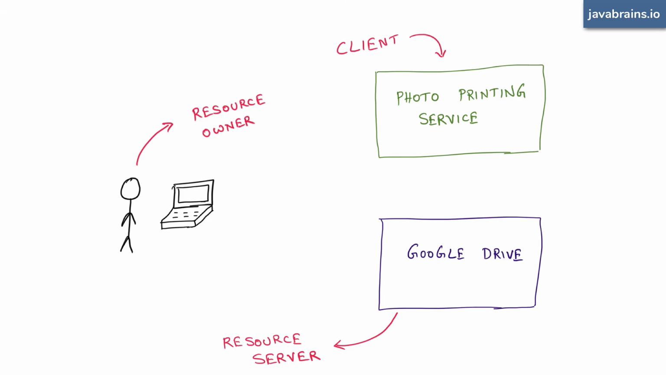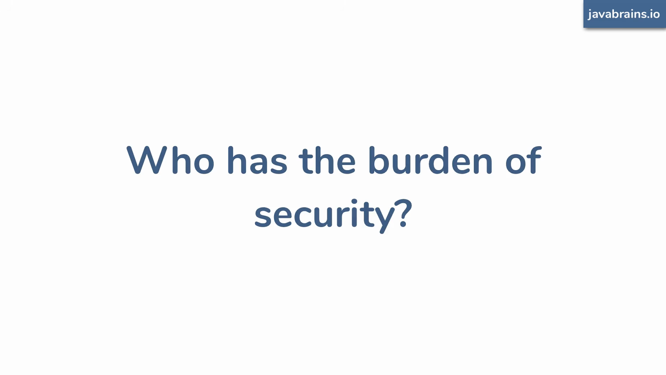So there is somebody who's trying to access something, and there is someone else who's like, okay, I want to see if I trust you before I give you access, right? So this is the interaction that's happening here. So in this particular interaction, who has the burden of security? It's whose responsibility to make sure things are happening securely and there is no bad actor who's trying to access it and use it for malicious purposes.